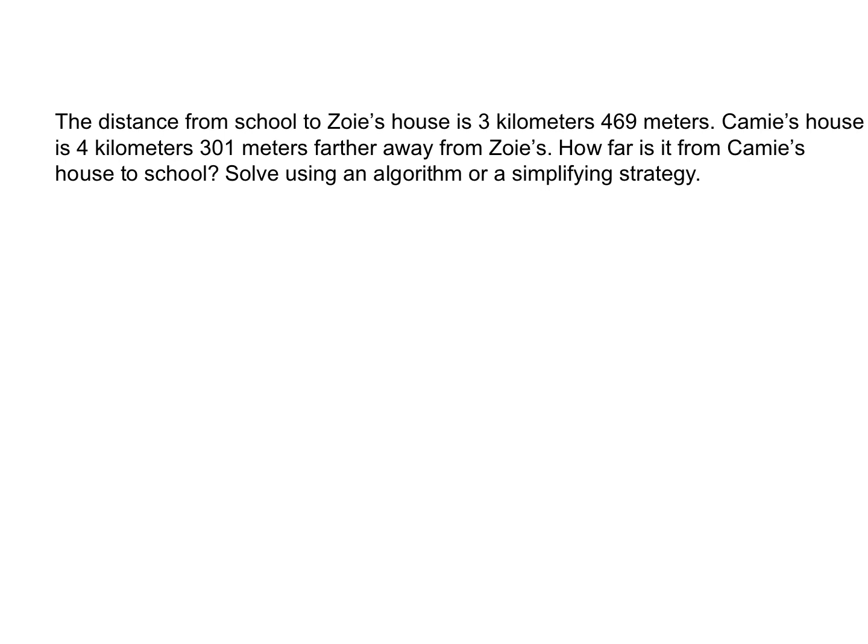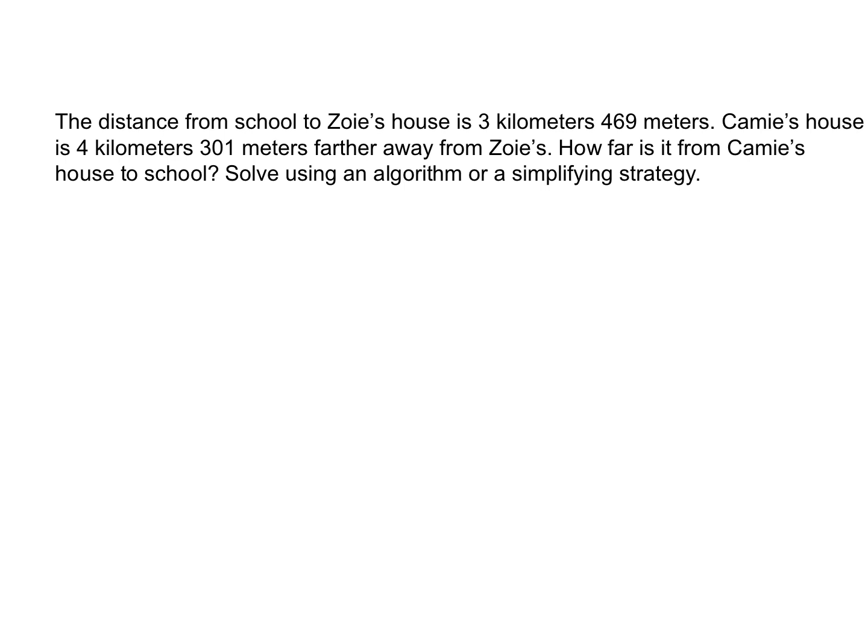So we're going to read the problem with me. The distance from school to Zoe's house is 3 kilometers, 469 meters. Cammie's house is 4 kilometers, 301 meters farther away from Zoe's. How far is it from Cammie's house to school? Solve using an algorithm or a simplifying strategy. So I'll explain to you what those both are as we're doing this problem. But let's look at what we know.